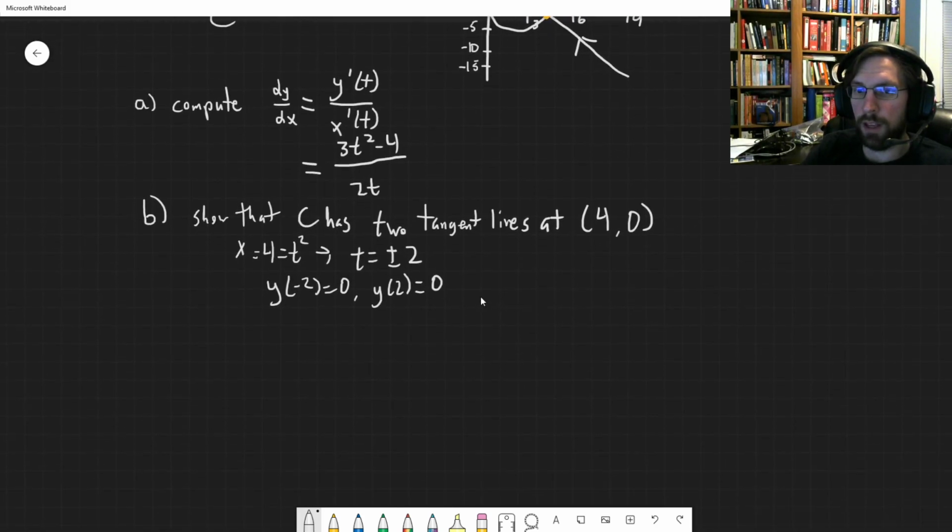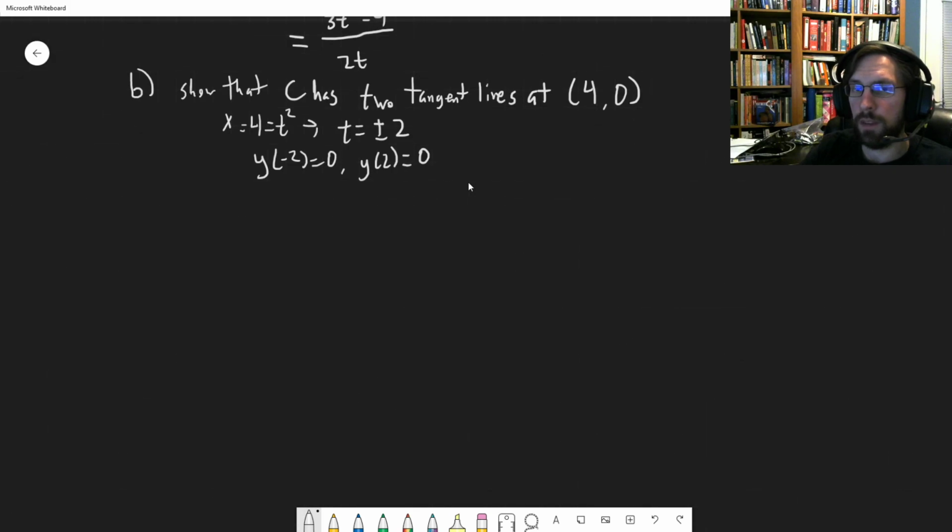One thing to notice here is that we're not plugging the xy coordinate into the derivative, we're plugging the t value into the derivative. So t is giving us the slope of the tangent line, not the xy coordinates directly.